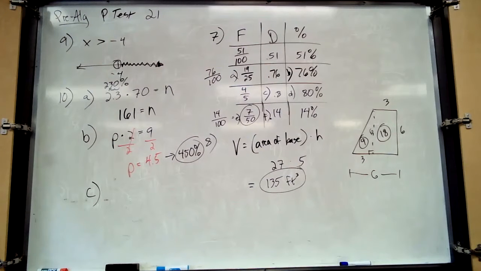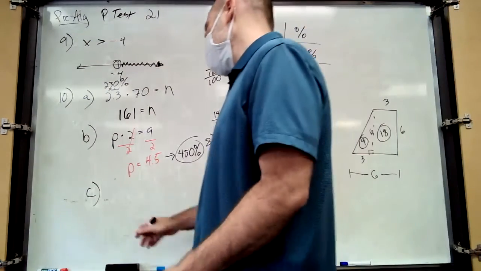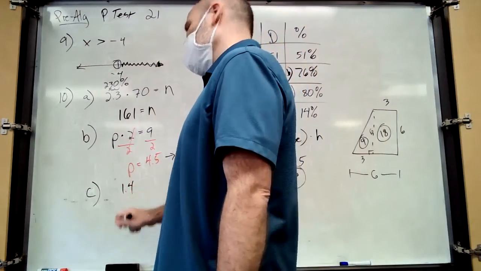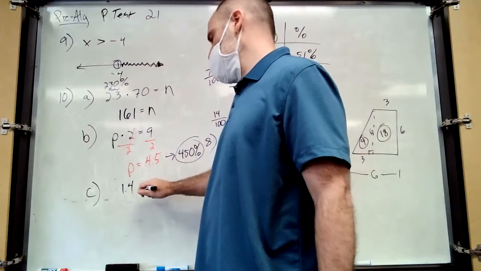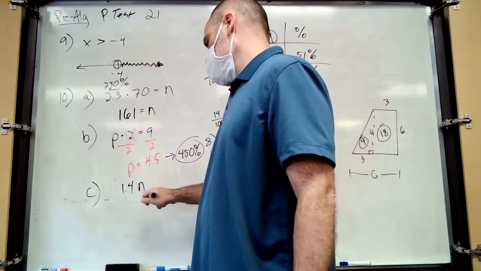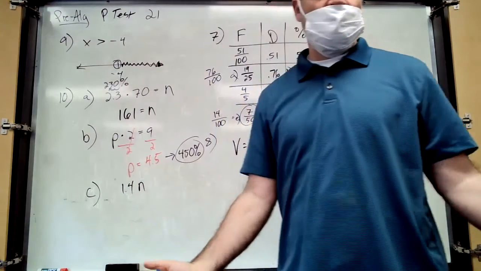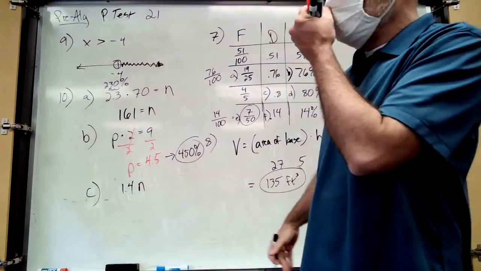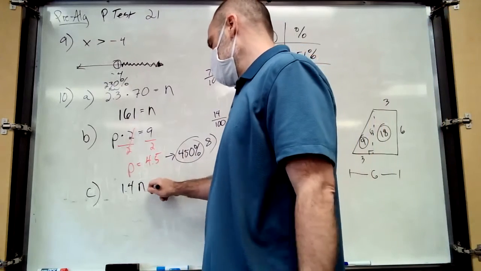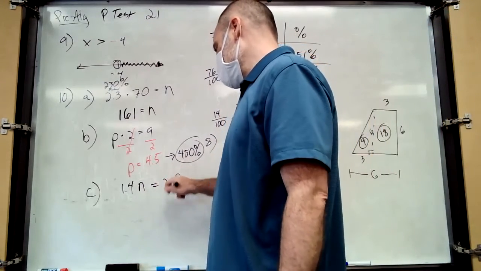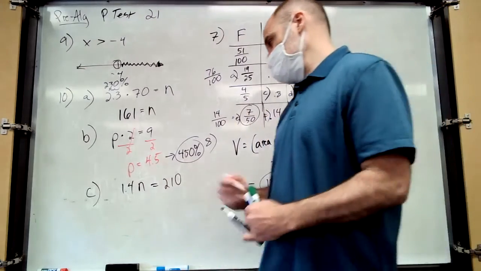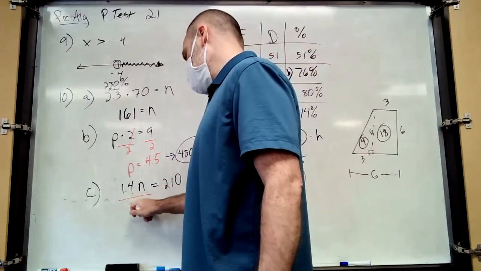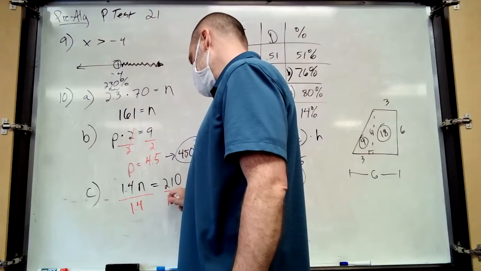So 140% of what number is 210? How do you translate 140%? 1.4, good. How do you say of what number? Multiplication, and then the number. So 1.4n, everybody okay with that? Equals 210. Now what? Now you divide again. So calculator, 210 divided by 1.4. Anybody got that?